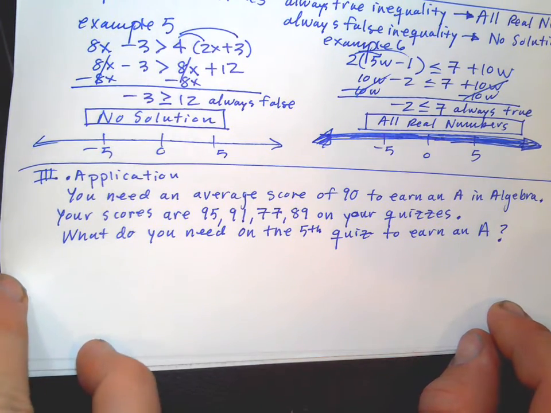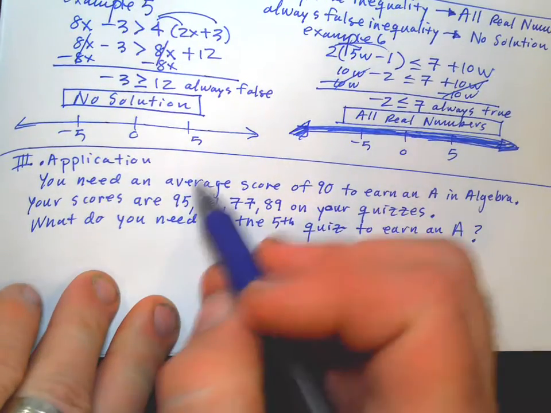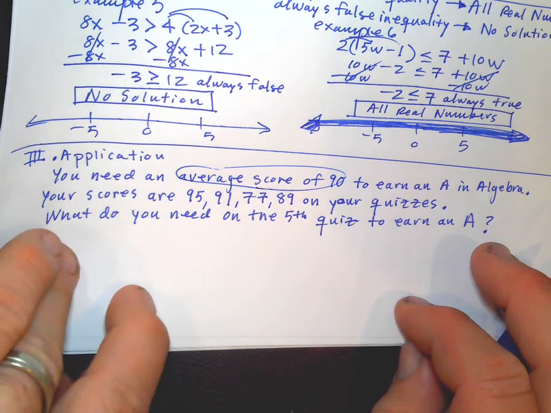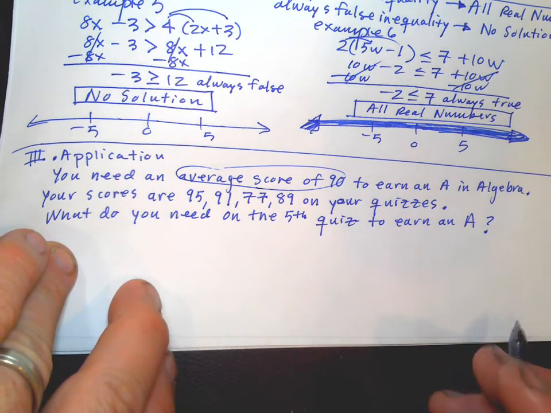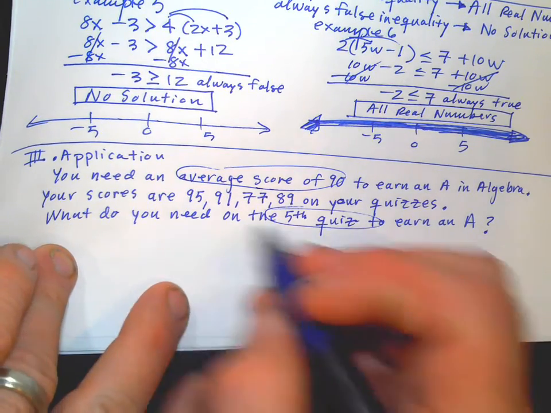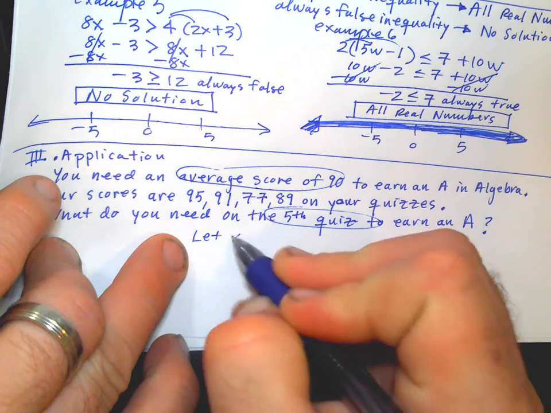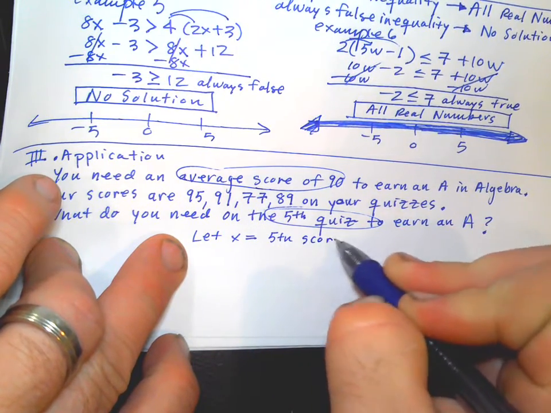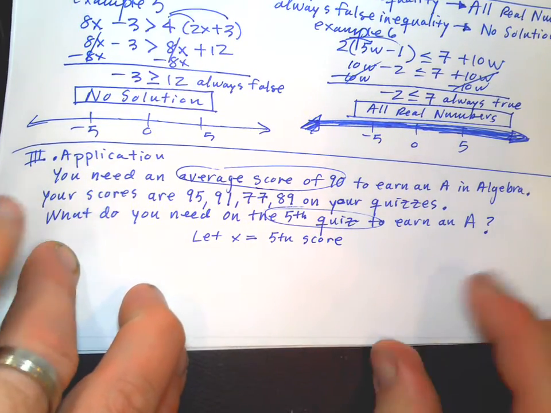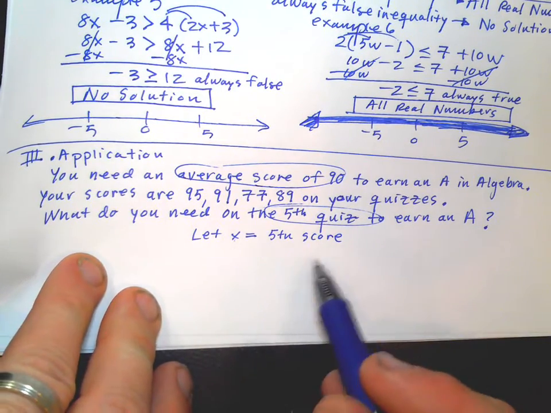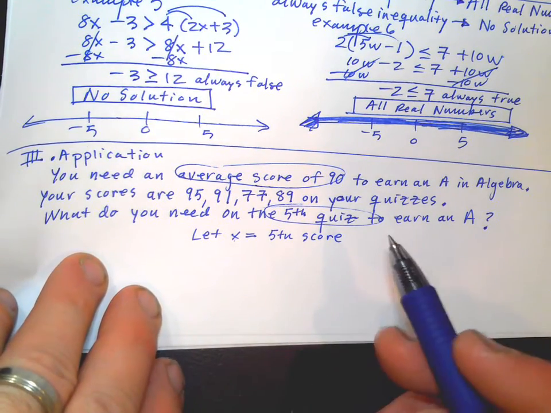Okay, so we got to figure out how to write this down. We're trying to find the average score of 90, right? We need an average score of 90. So how do you find average score? Add up all your scores and divide by the number of scores. But we probably need to create a letter or variable for the thing we're looking for. So what are we looking for? We're looking for the 5th quiz. So let's define it. Let x equal the 5th score. So on these word problems, when there's no letters yet, and you're going to pick a letter, you can pick any letter you want. You can pick Q for quiz if you want. But you need to define it so someone else reading your work knows what that letter means.